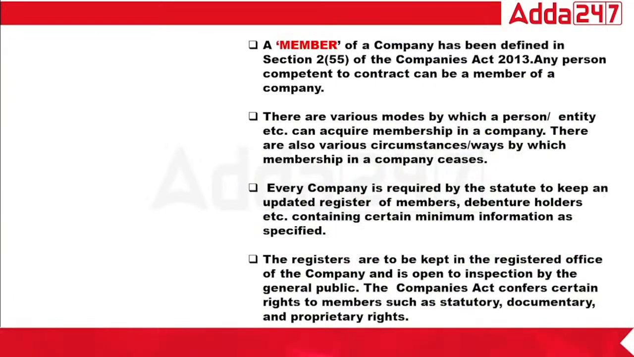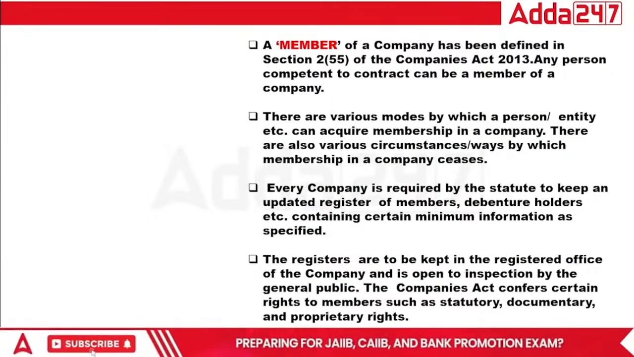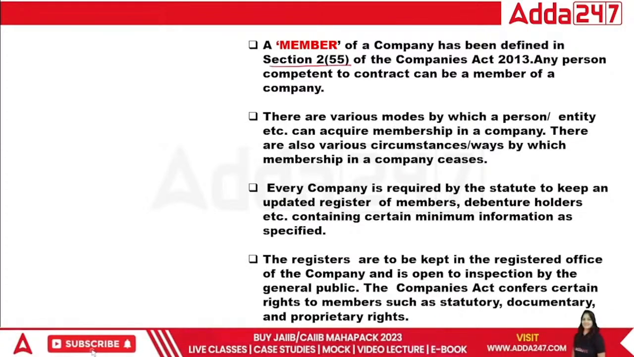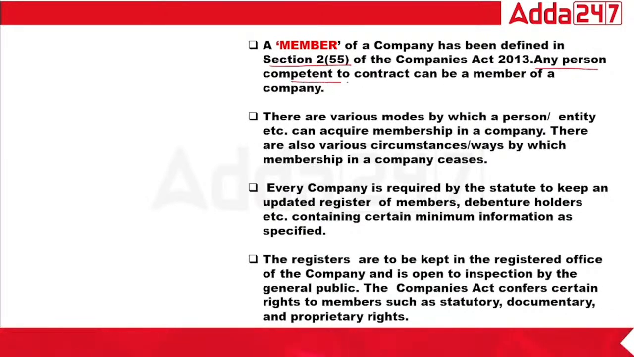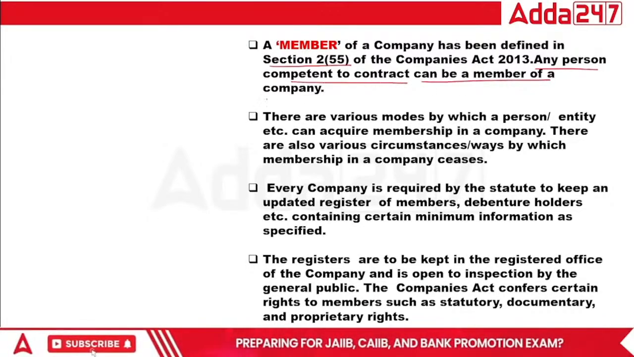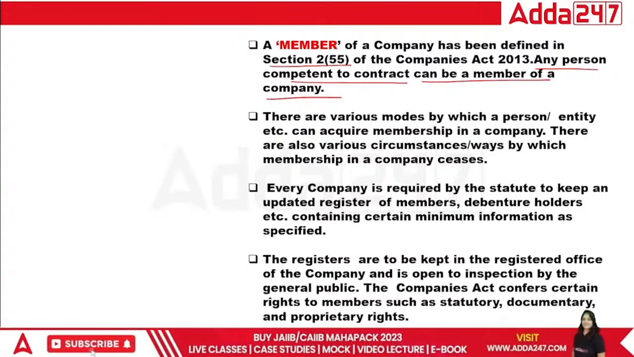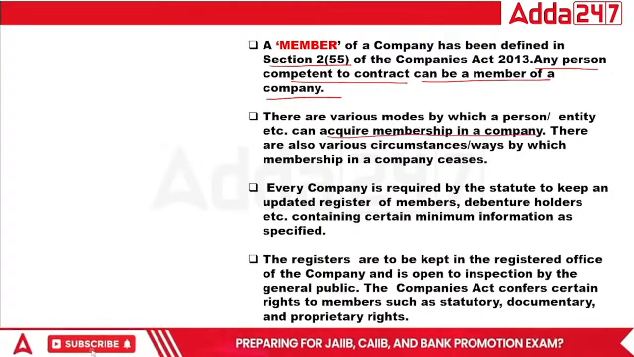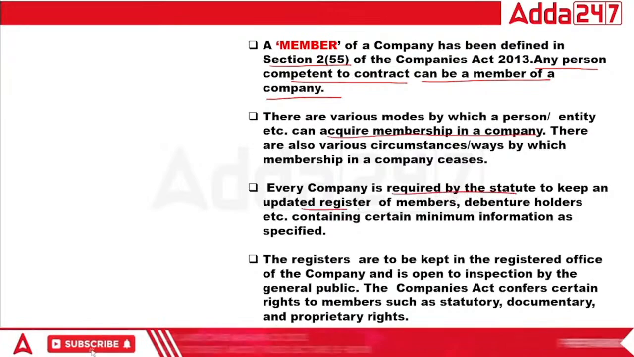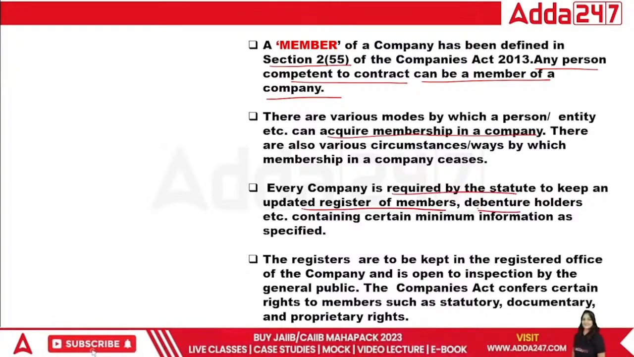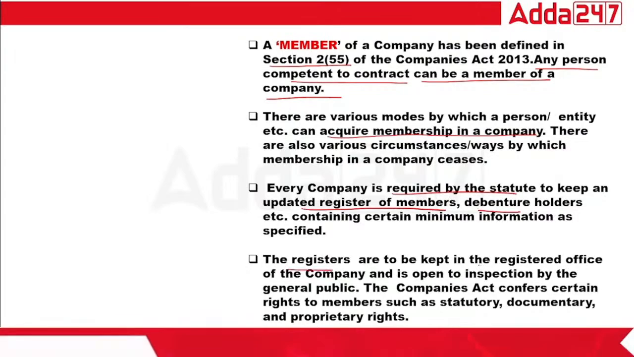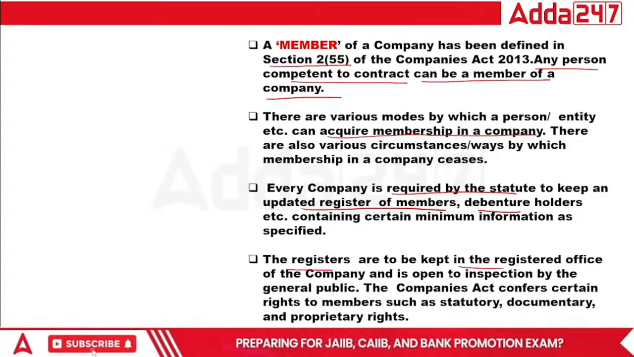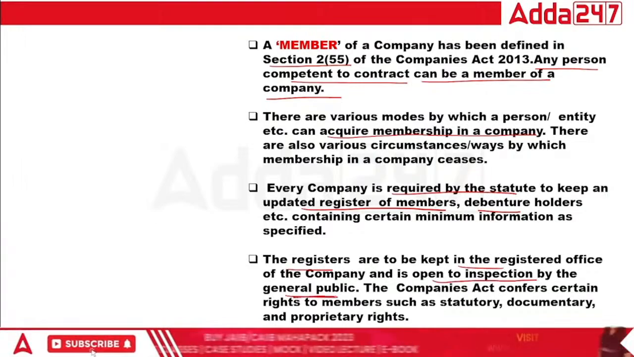Now about the member, class. Member of a company has been defined in section 2 clause 25 of the Company Act. Any person competent to contract can become a member of a company. There are various modes by which a person can acquire membership of the company. Every company is required by statute to keep an updated register of members, debenture holders, etc. The registers are to be kept at the registered office and open to inspection by the general public.